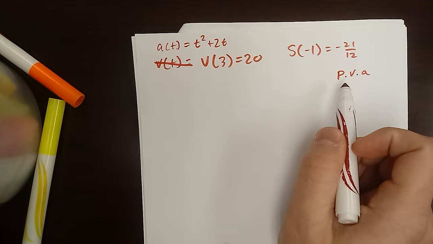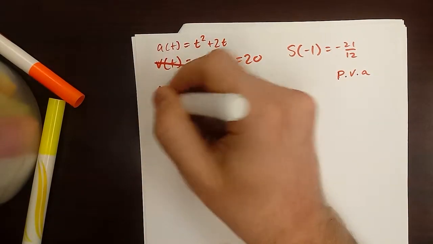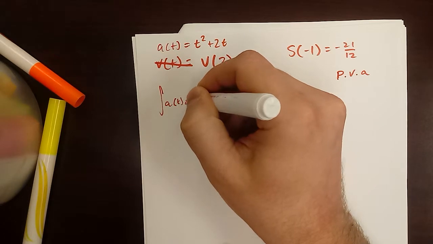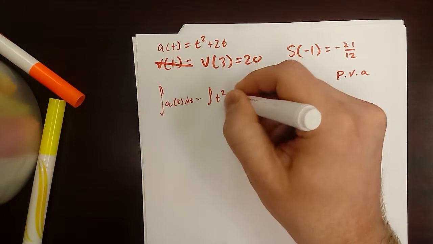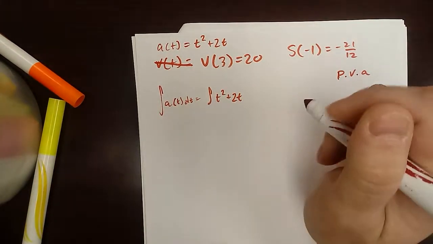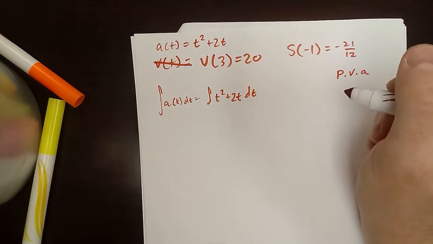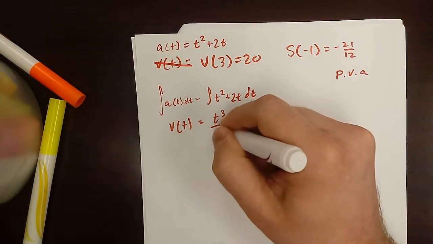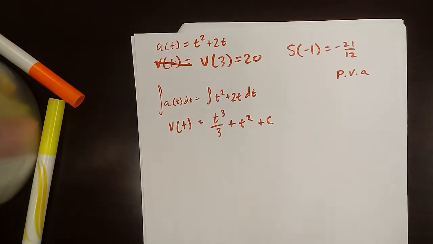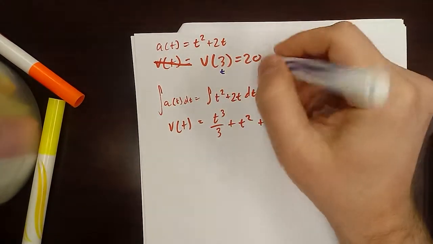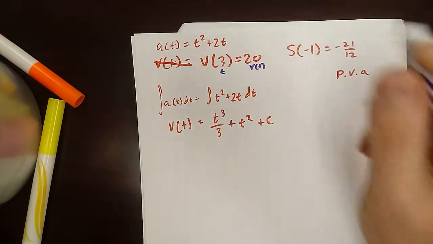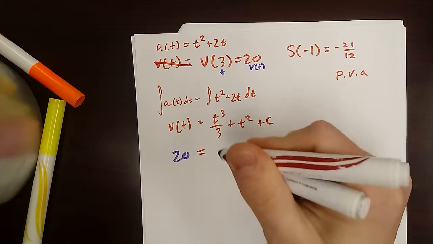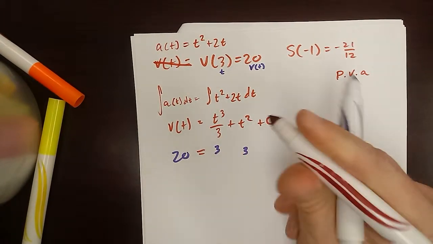I know acceleration. So if I were to integrate acceleration, well then, sure, why not, right? Integrate that, we get velocity. And then integrate this, we get t cubed over 3 plus t squared plus c. And then we know that v of 3, so when t is equal to 3, v of t is equal to 20. So I can go in here and I can write a 20 here. I can write a 3 here and a 3 here.